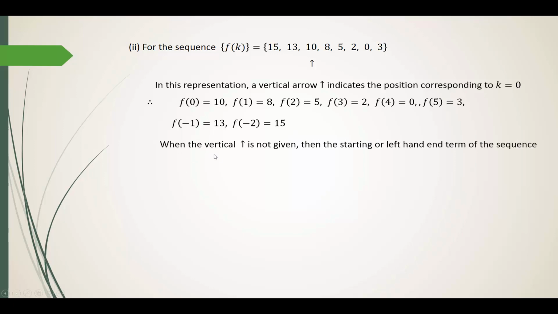Next, when the vertical arrow is not given, then the starting or left-hand end term of the sequence denotes the value corresponding to k equal to 0. In this sequence f(k), the arrow is not given, so the first value is at k equal to 0, that is f(0), then f(1), f(2), f(3), f(4), f(5), f(6) and f(7).